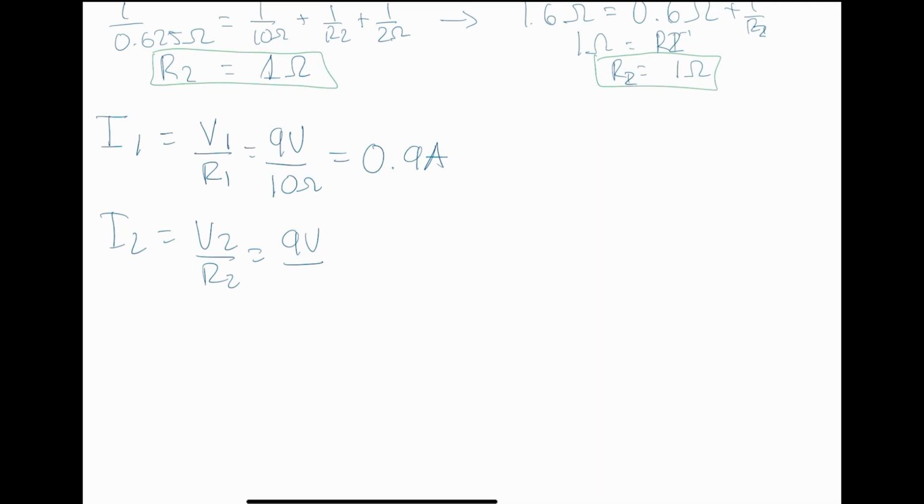Now solving for I2. Same thing, voltage stays the same, 9 volts. With our given R2, we have 1 ohm. This just stays as 9 amps. I3 is voltage 3 divided by resistance 3, 9 volts divided by 2. And this should give us 4.5 amps.